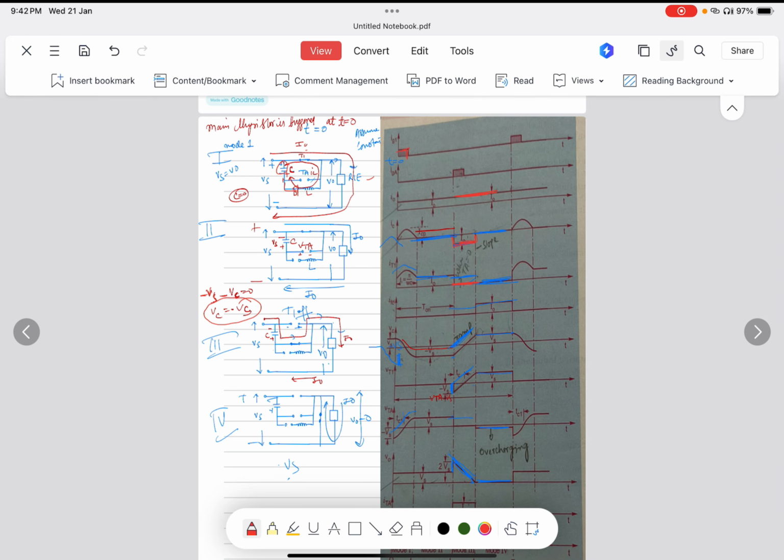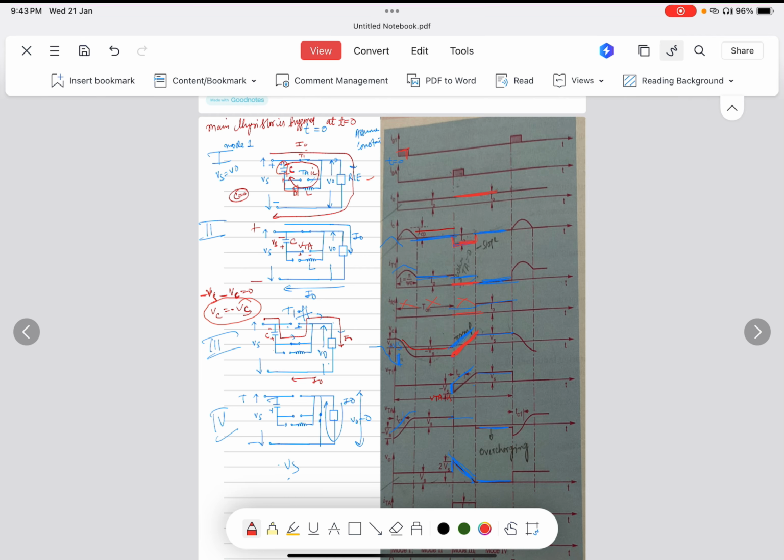So what about the freewheeling diode? There is no freewheeling diode conducting here. Also you can see one thing, that in mode 2 the capacitor is charged with minus Vs. So it also gets a ramp value, that it rises here. You can see how it rises because the capacitor is charging, so this value is called the ramp value.